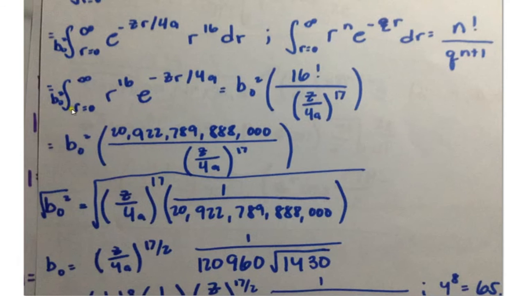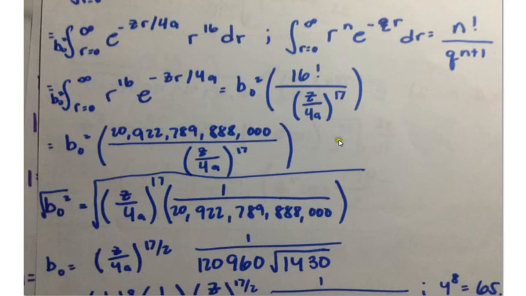So to solve this, we will get B0 squared, B sub 0 squared, multiplied by 16 factorial over Z over 4A raised to 17. Now I know 16 factorial is a really huge number, but in this case, I really want to simplify the whole equation. So I got the whole factorial of the 16, which is 20,922,789,888,000 over Z over 4A raised to 17.